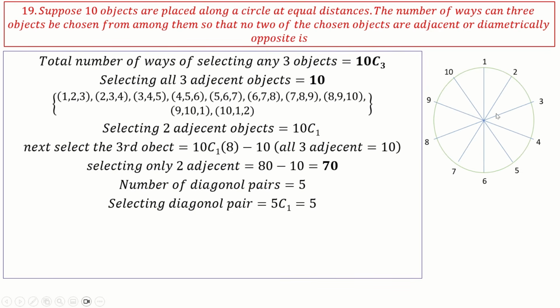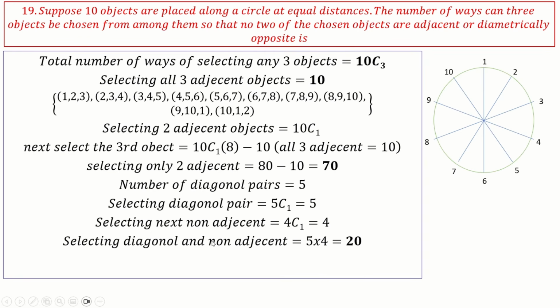Next one should not be adjacent, because adjacent I already counted in this. I don't want adjacent. Okay, so if I choose 1 and 6, let's say, the options I have is I cannot choose 2, 6, 5, 7, right? So what are the options I have? Other 4 options I have, 8, 9, 3, 4, right? So selecting next non-adjacent is 4C1, which is 4. So total diagonal selection options without adjacent is 5 into 4, which is 20.